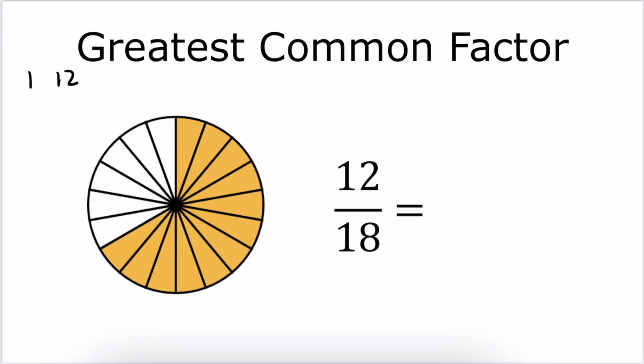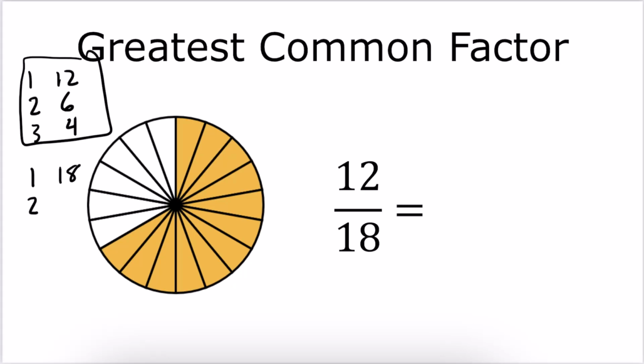equals 12, 2 times 6 equals 12, 3 times 4 equals 12, and those are all of the factors of the number 12. Similarly, for the number 18, you have 1 times 18, 2 times 9, 3 times 6, and you can't divide 18 by 4 or 5, and so those are all of the factors of the number 18.